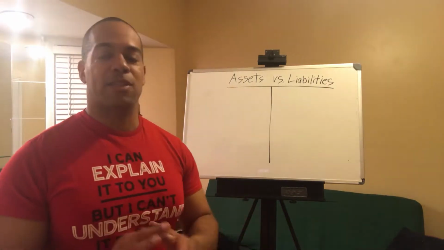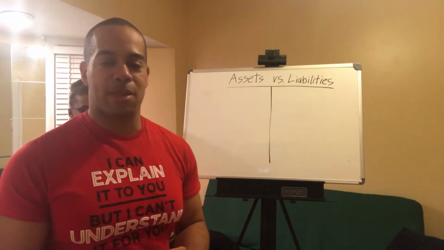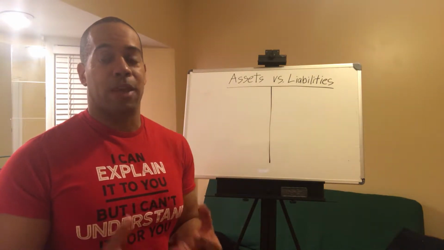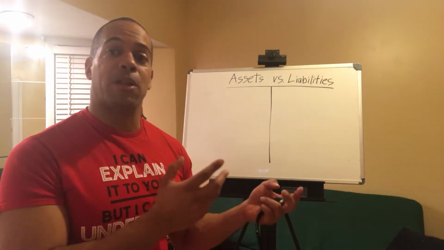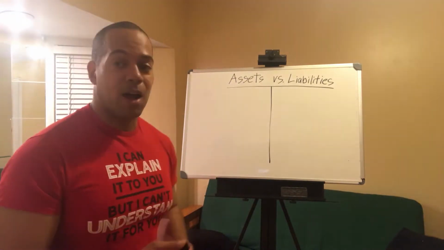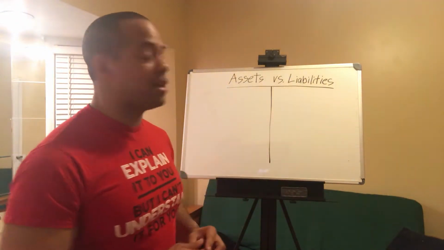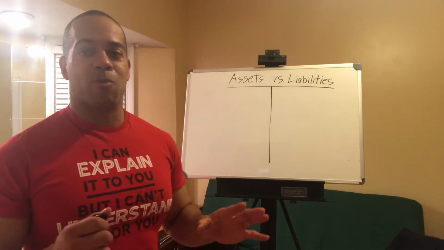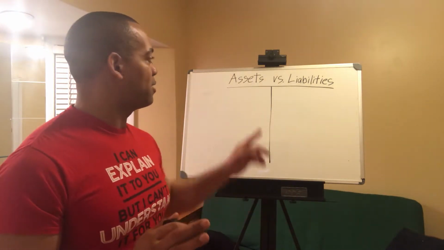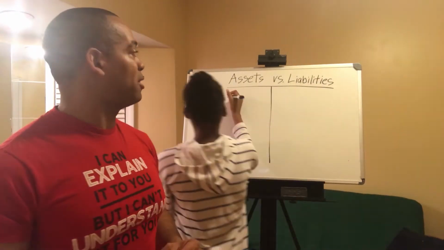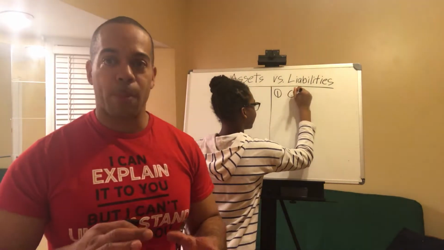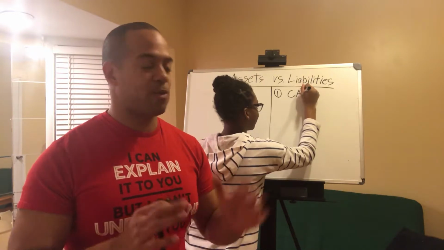Now, assets versus liabilities. Sometimes this is a tricky thing because some of the things that we look at as assets can also be liabilities, and some of the things that we typically look at as liabilities can also be assets. So it really all depends. First, on the liability side, we're going to put a car up there. Just write number one and then write a car on the liability side, right?